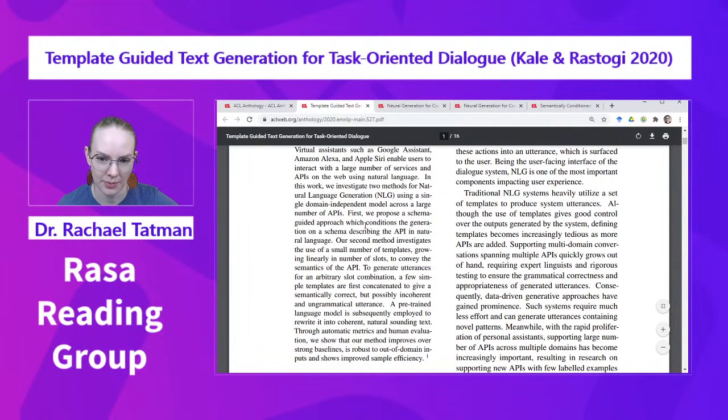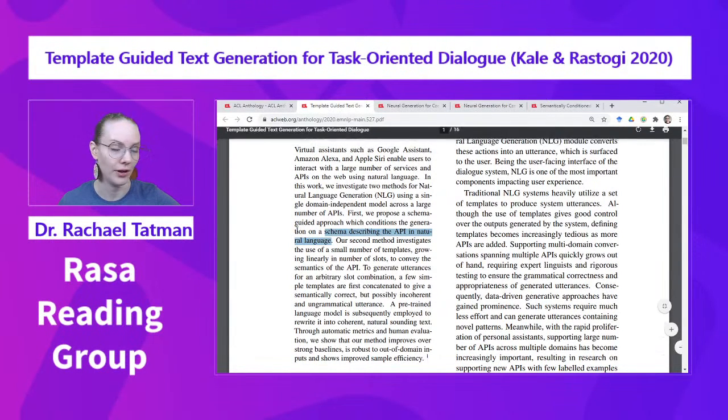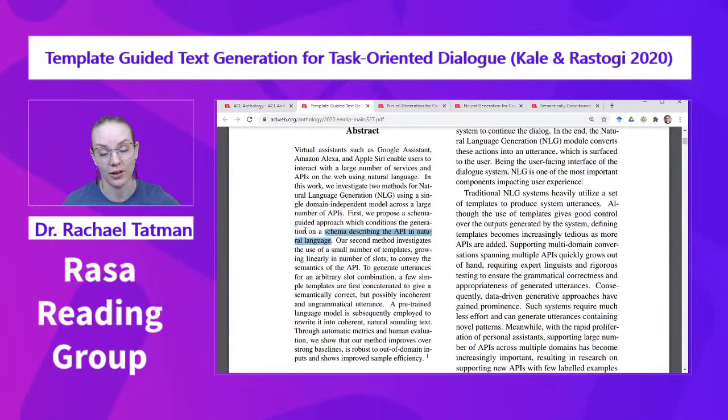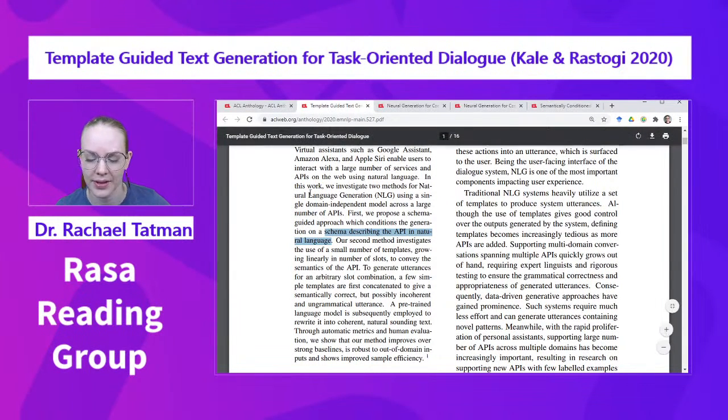First, we propose a schema-guided approach, which conditions the generation on a schema describing the API in natural language. So maybe you have the documentation for the API, and you use that as input to produce the natural language output that you would serve to users. I'm assuming it's users here, based on their use case. It could be something else.